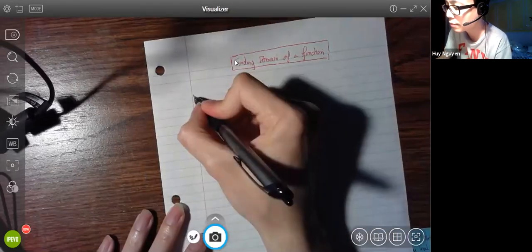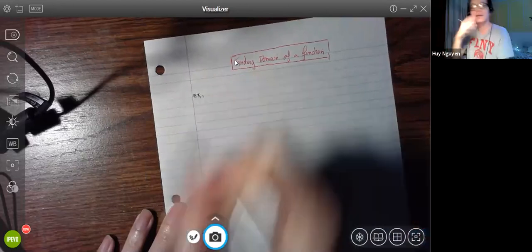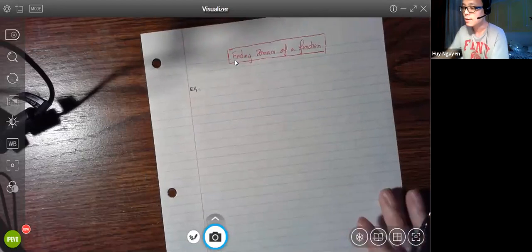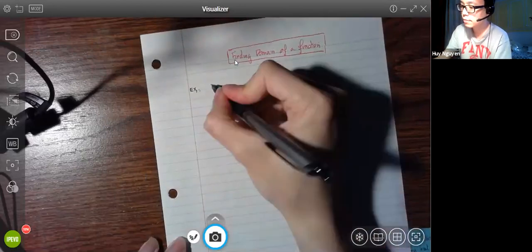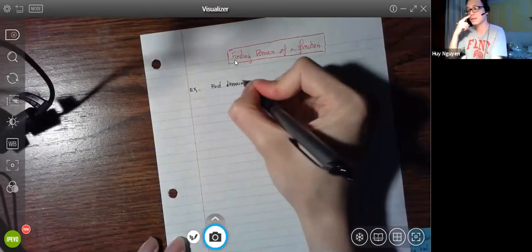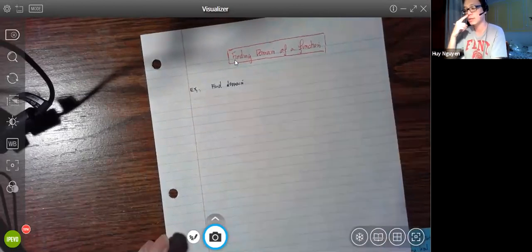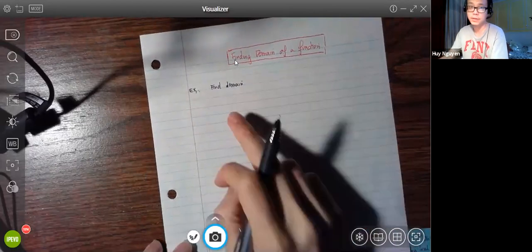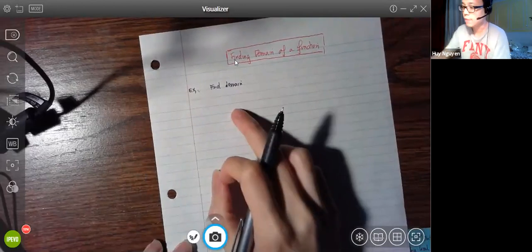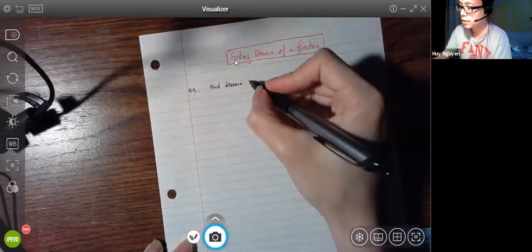Example 1. Let me give you a simple one first, okay? Find the domain. Make sure you understand it, because I put this type of question on the second assignment. A lot of questions on finding domain on the second assignment. Finding the domain of the following.